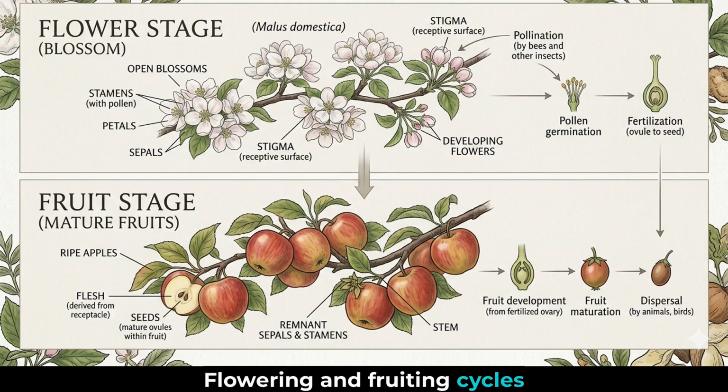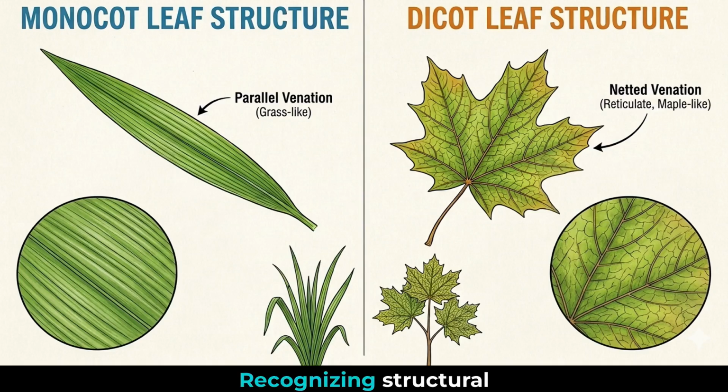Flowering and fruiting cycles are important to understand, both for ecological reasons and for planning maintenance in urban or managed landscapes. Recognizing structural differences between monocots and dicots also helps with identifying species, understanding their growth patterns, and predicting how they respond to stress or injury.